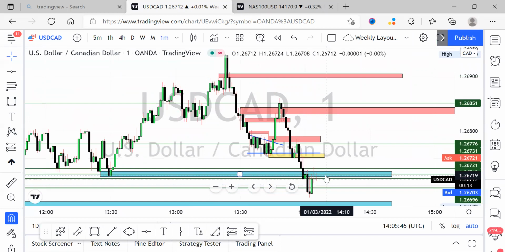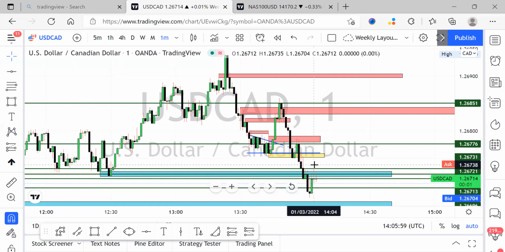Selling pressure should be continuing. That was your retracement. And then you should be seeing selling pressure continue. This is your mini reversal, and then it starts to go to the downside.